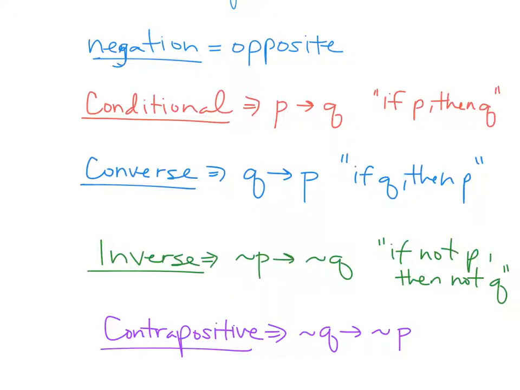Okay, so notice what happens. This, if P then Q, got negated for the inverse. The inverse then gets the converse of the inverse to get you the contrapositive. So the contrapositive is the converse of the inverse, if that makes sense. Okay?